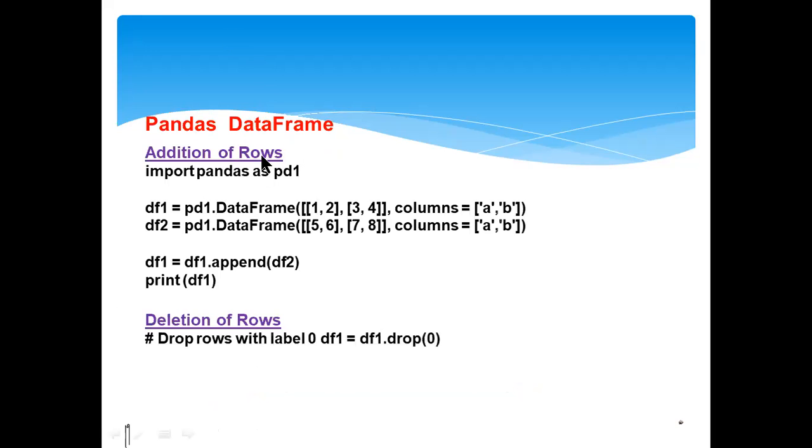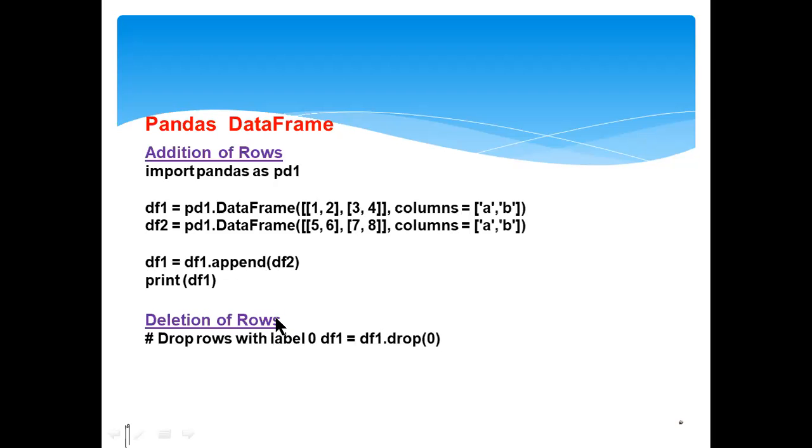Addition of row. How to add a row? df1 dot pd dot DataFrame. This is the first value, this is the second value, and this is column A, B, and this is also column A, B. So df1 equals df1 appended df2. This is printing.